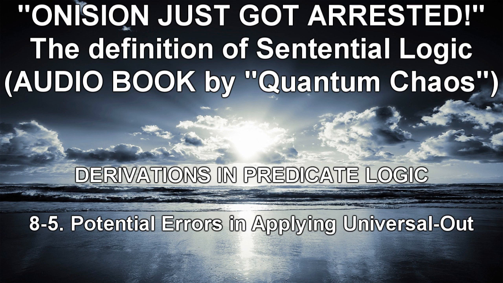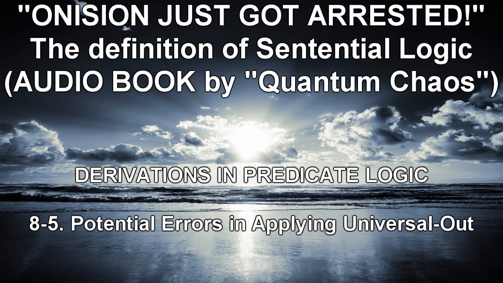The following are a few examples of improper substitution. 1, ∀x Rxx. To infer Rax, Rab, Rba, wrong. 2, ∀x(Fx ⊃ Gx). To infer Fa ⊃ Gb, Fb ⊃ Gc, wrong. 3, ∀x(Fx ⊃ Gx). To infer Fa ⊃ Ga, Fa ⊃ ∀xGa, wrong.